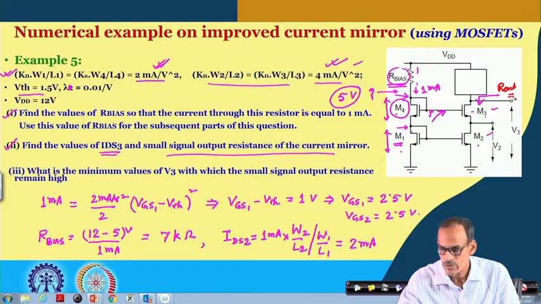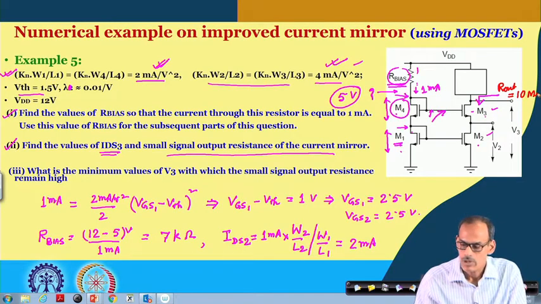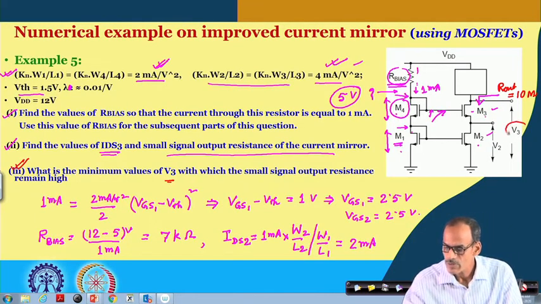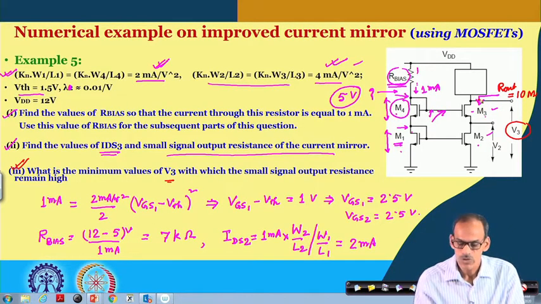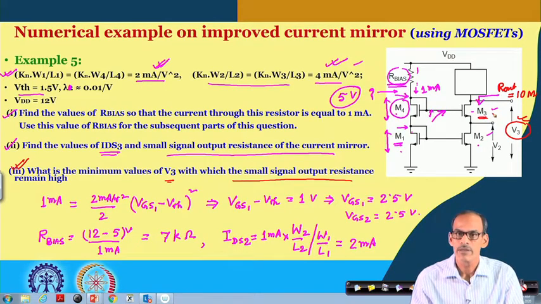So, here also it will be 10.1 mega ohms. So, next question is, what is the minimum value of this voltage here, so that we can enjoy this high output resistance? In other words, what should be the minimum value of this voltage, so that transistor 3 remains in the saturation region of operation?